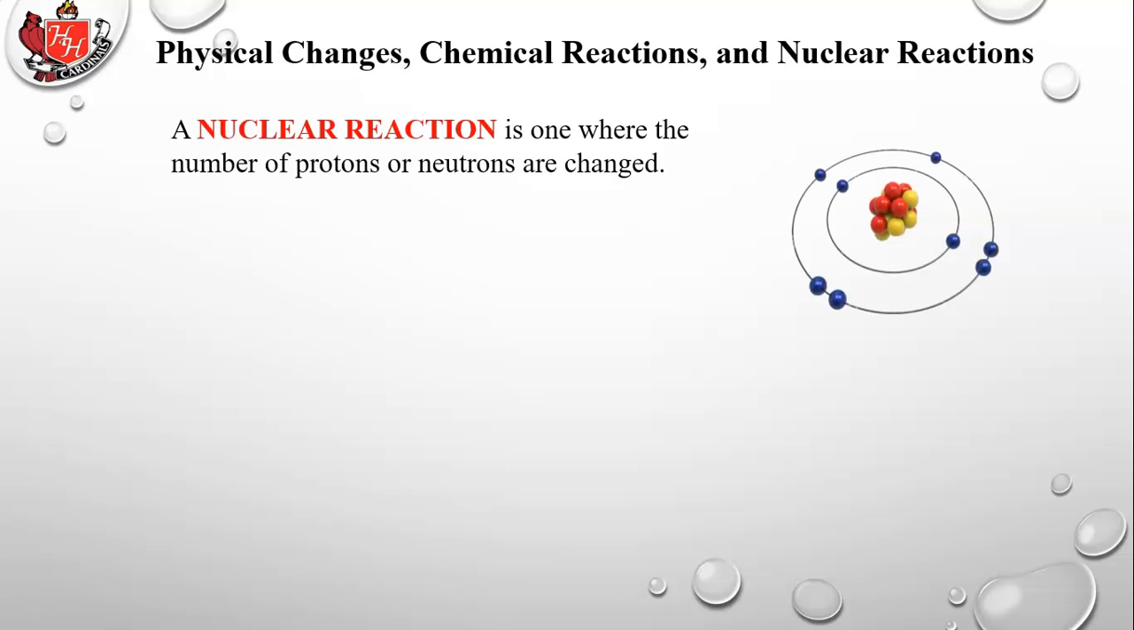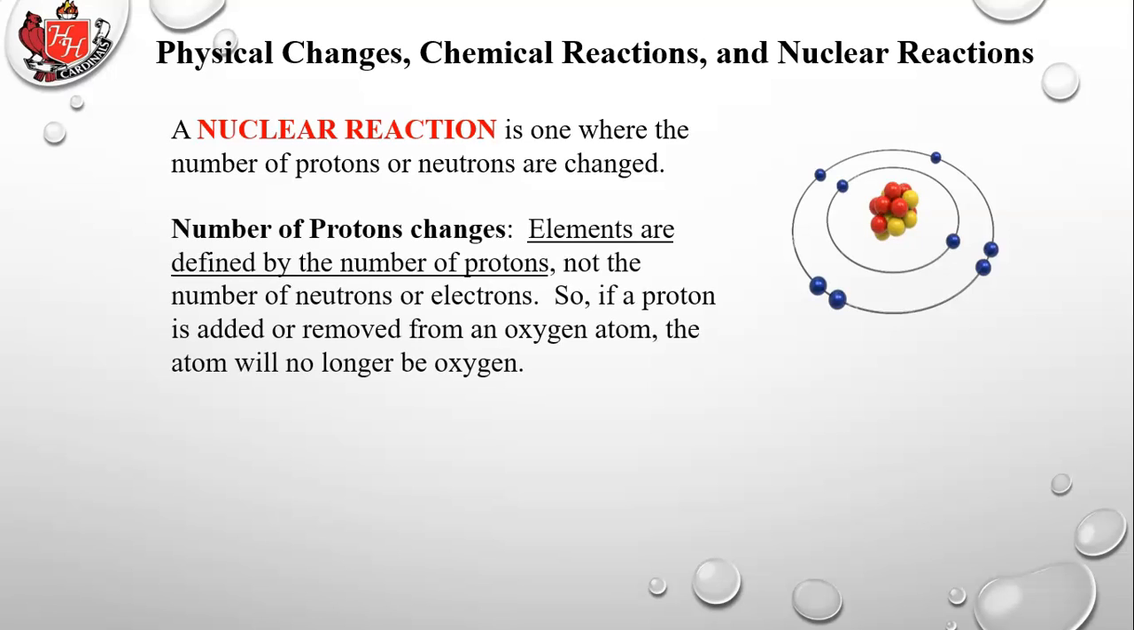A nuclear reaction is one where the number of protons or neutrons is changed. So something in the nucleus changes. Not the electrons, but the nucleus, the protons or neutrons. Number of protons changes. Elements are defined by the number of protons. I'm going to say that again because that is incredibly important to remember in this class. Elements are defined by the number of protons.